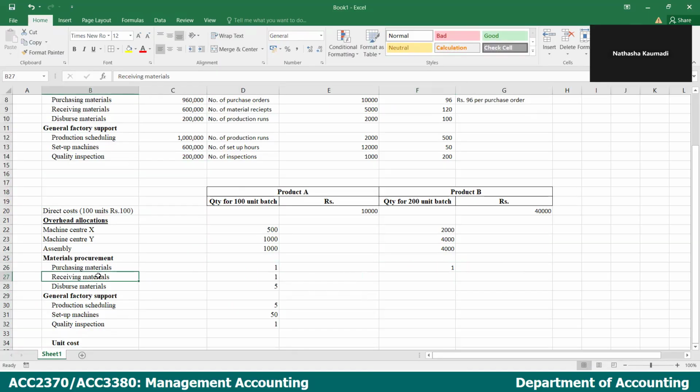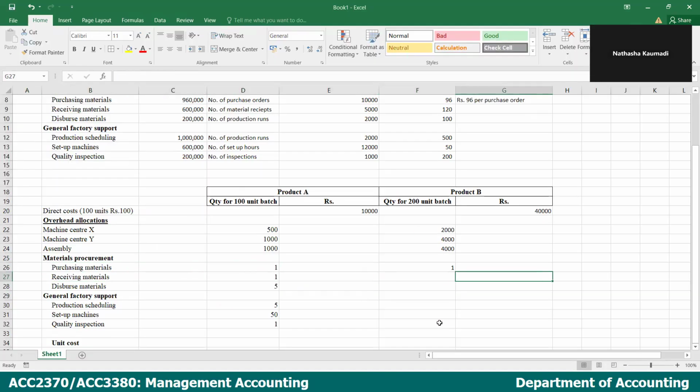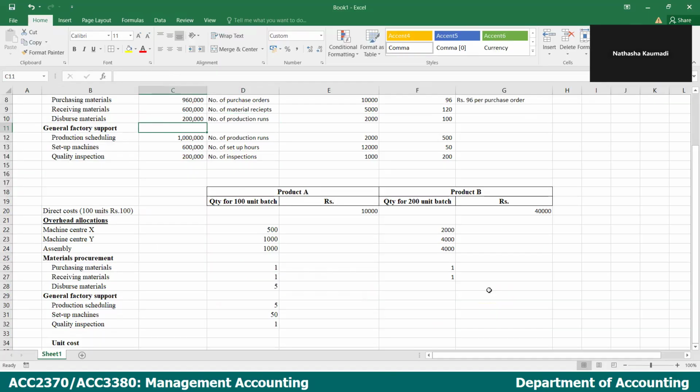The second activity, receiving materials. What was the cost driver? Material receipts. How many material receipts required? 1 and 1. Disbursing materials. What was the cost driver? Production runs. How many production runs for product A? 5 and 1. 5 here and 1.